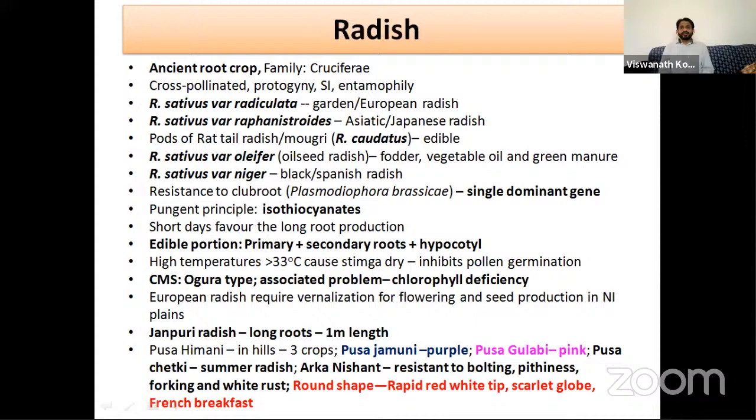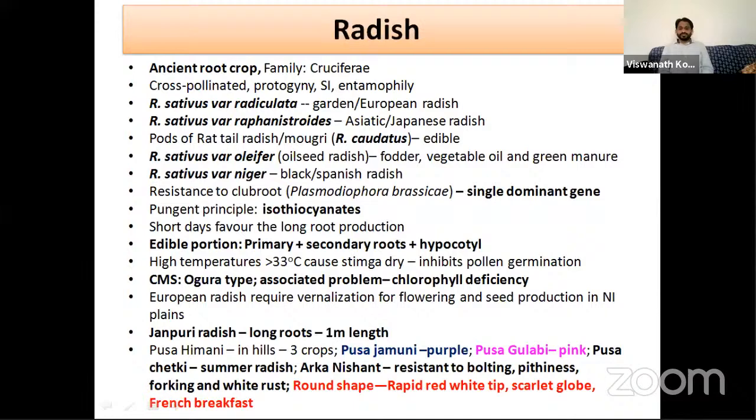So there is another variety, Pusa Jamuni, where the roots are purple color, and Pusa Gulabi, where the roots are pink color. What is the advantage of these colored roots? The color is due to the presence of anthocyanins. The anthocyanins are potential antioxidants, which are good for the human body, which have a role in the prevention of cancer by neutralizing the free radicals in our body. The summer radish is Pusa Chetki, you can grow it in the summer season. There is Arka Nishant, which is resistant to bolting and pithiness. Pithiness is a physiological disorder in radish, and we will see about it later.